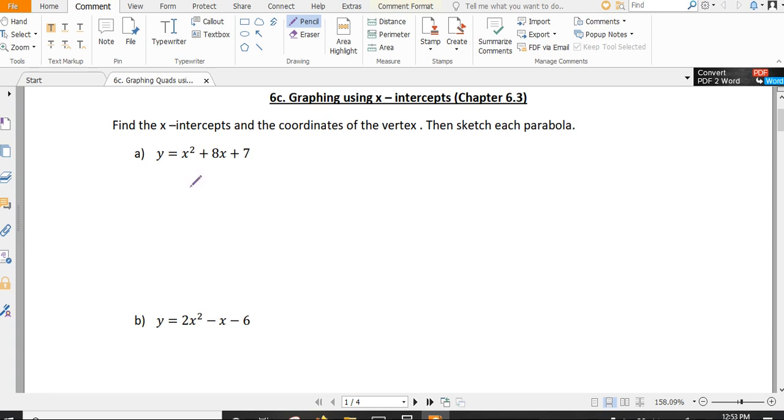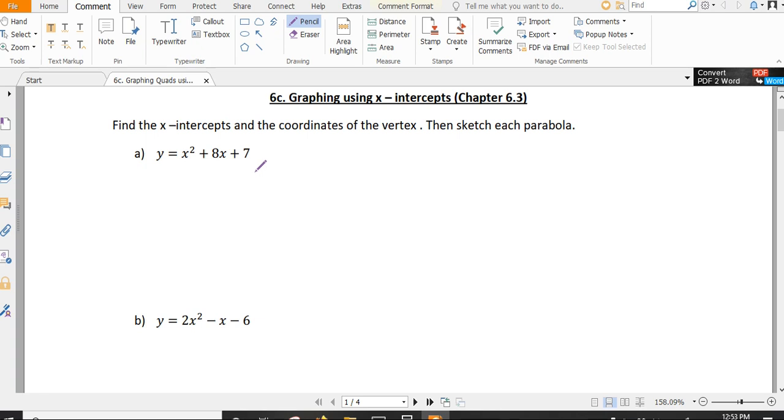In the last lesson, we talked about solving quadratic equations using x-intercepts. It's the same idea. So our job is to factor this first in order to find the x-intercepts.